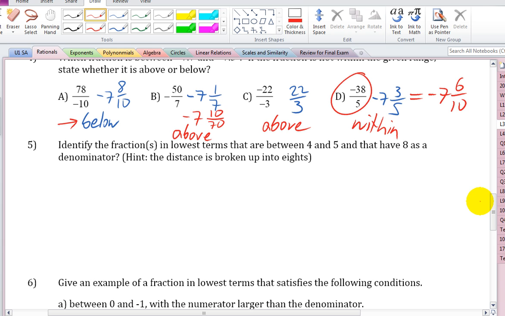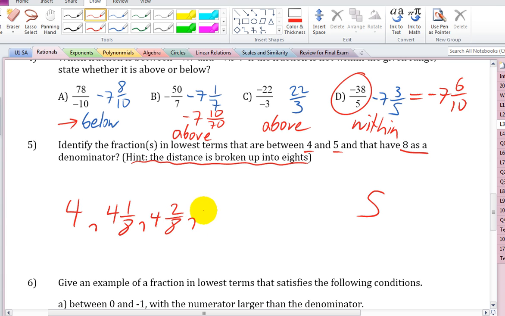Next. Identify the fractions in lowest terms that are between 4 and 5 and that have 8 as a denominator. Okay. A little hint, the distance is broken into 8s. So here's 4, here's 5. What would be the next fraction? 4 and 1/8. Right? 4 and 2/8.